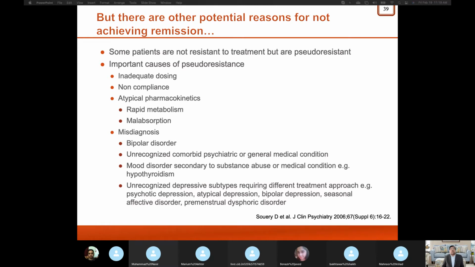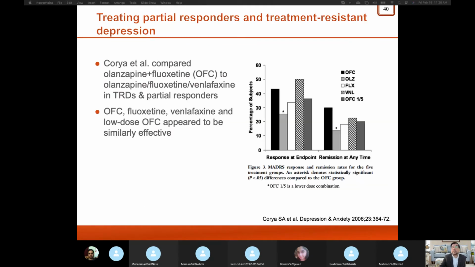Non-compliance, atypical pharmacokinetics, rapid metabolism, malabsorption syndromes, misdiagnosis, bipolar disorders, unrecognized comorbid psychiatric or general medical conditions, mood disorders secondary to substance abuse or a medical condition, for example, hypothyroidism, unrecognized depressive subtypes requiring different treatment approaches, for example, psychotic depression, atypical depression, bipolar depression, seasonal affective disorder, and premenstrual dysphoric disorders all complicate the outcome. That is pseudo-resistance.